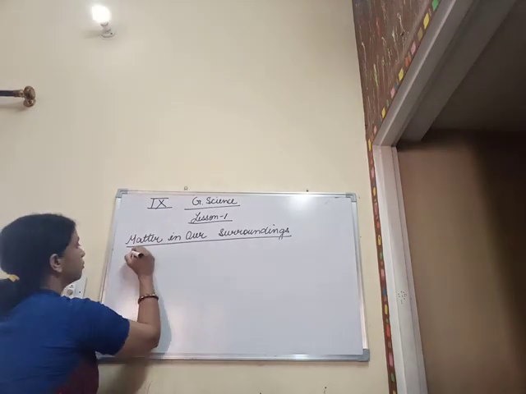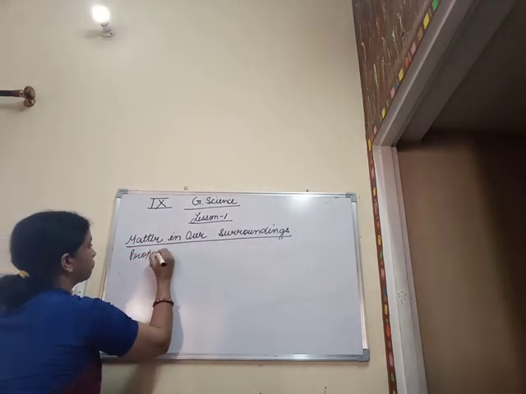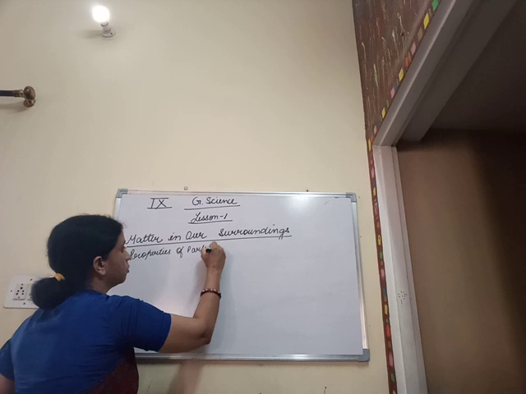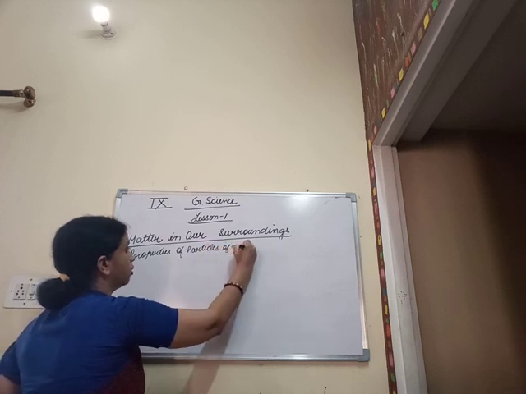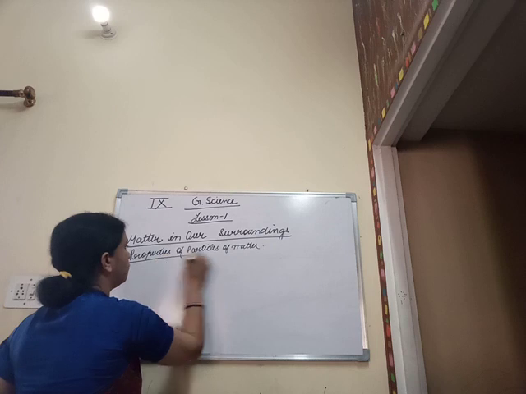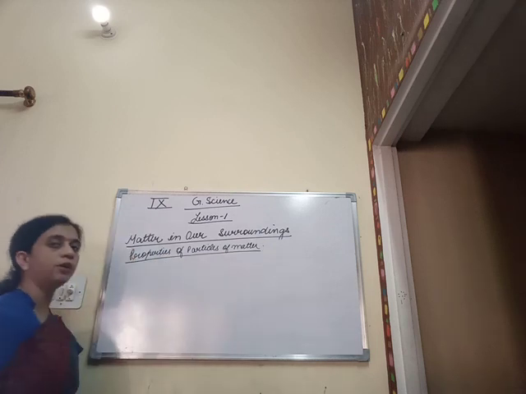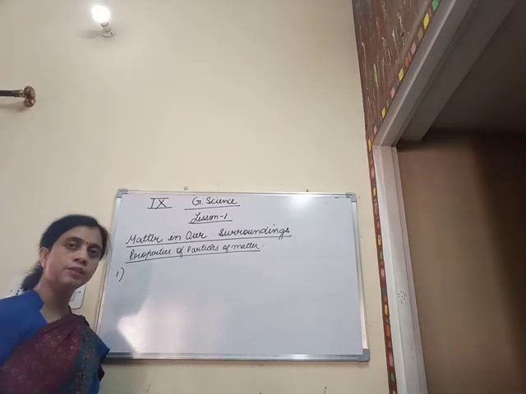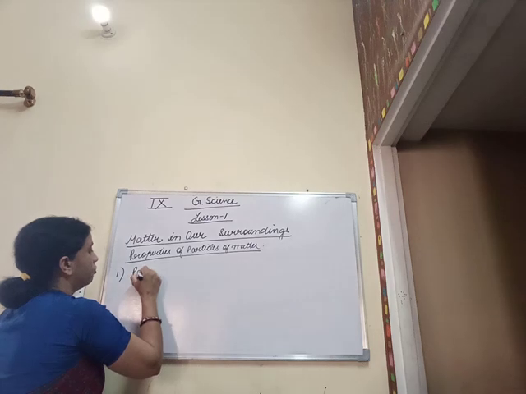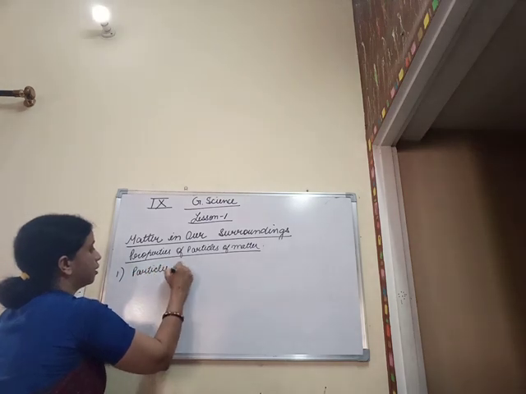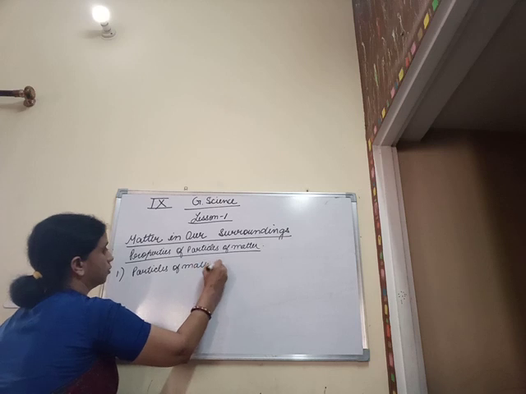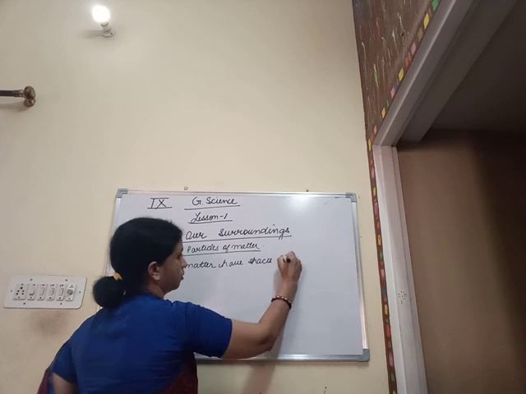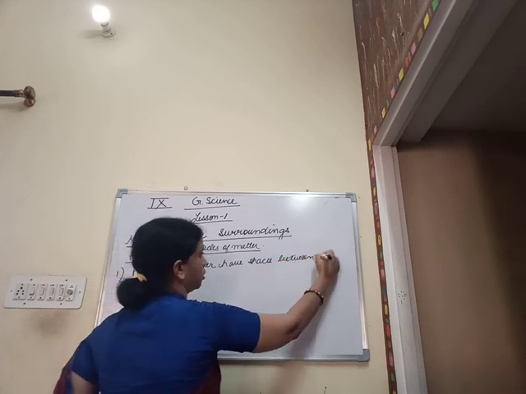So, starting up, properties of particles of matter. Now, when we are talking about the properties of the particles of matter, the very first property is that particles of matter have spaces between them.